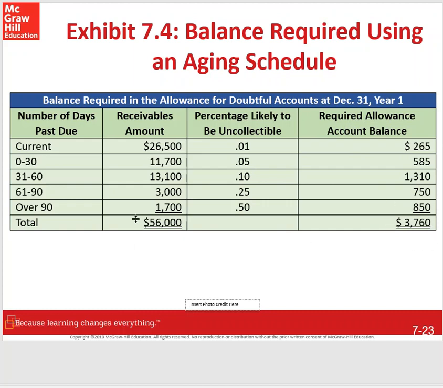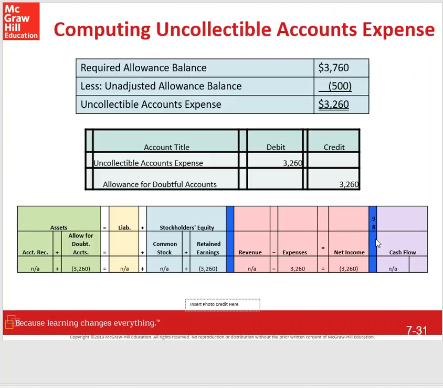Of that $56,000, they believe $3,760 is going to be uncollectible, and therefore they want to have an allowance in place ready to do write-offs if and when that happens. So again, the required allowance balance is $3,760. We already have a balance of $500 in allowance, and therefore our uncollectible accounts expense is just the difference between the two. So we're backing into the $3,260. Notice that we don't just expense $3,760. We have to look at our beginning balance in allowance.